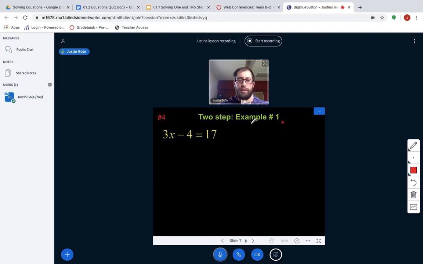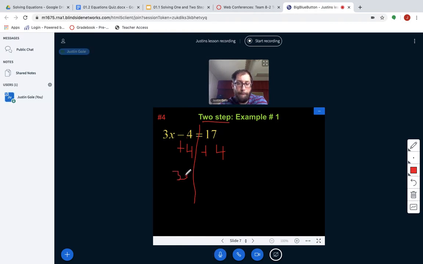Now we're going to get to a little more difficult. These are now 2 steps. This is the next level of difficulty. Still not too crazy. Take 30 seconds, pause. You might be able to just do this one in your head. All right, so what do I undo first? I have 3 times x minus 4. I actually undo in the opposite order of operations, right? I do addition and subtraction first. So plus 4 to both sides.